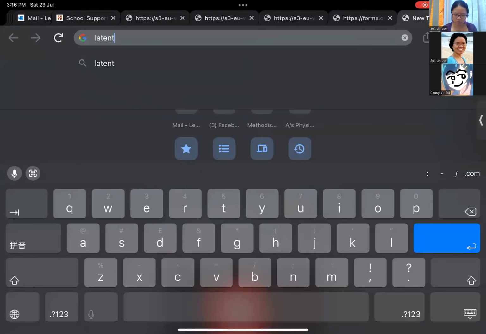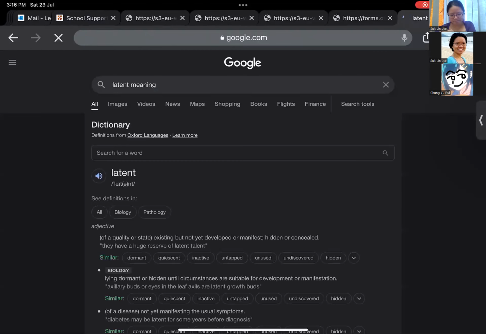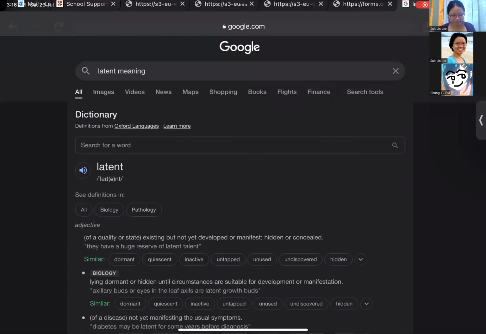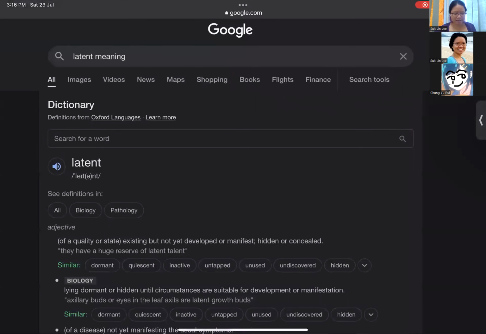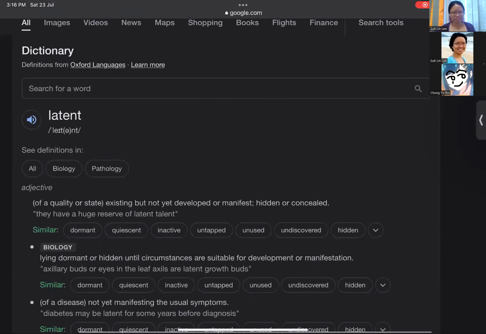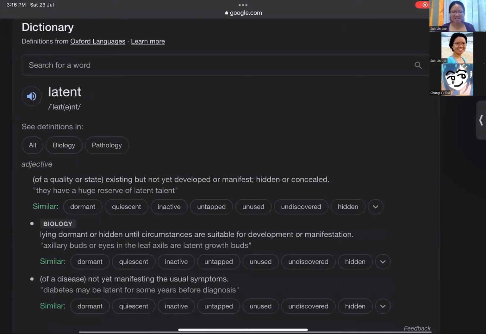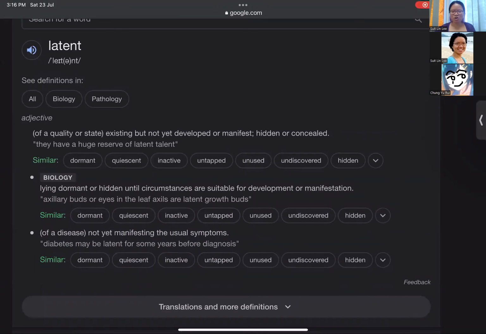No, I can hear your school got people cheering outside. So happening. Okay. Latent. Lying dormant or hidden. No change. Not yet changed. Not yet developed. Hidden or concealed. Wow, this is the English lesson of the day.